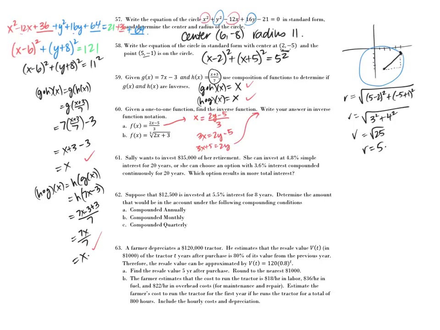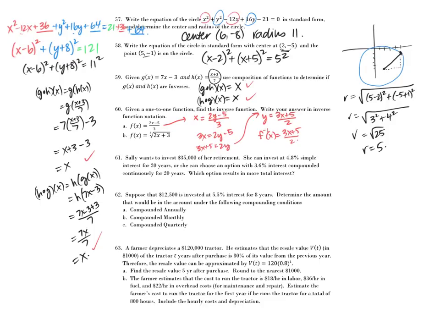And then I can divide by 2. So I get y equals (3x plus 5) over 2. So that's my inverse. F inverse of x is equal to (3x plus 5) over 2.